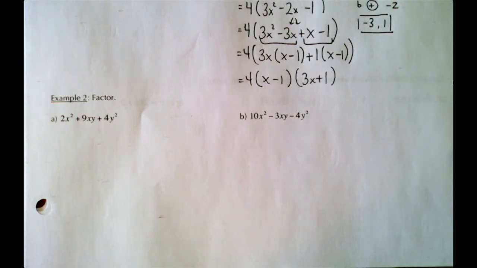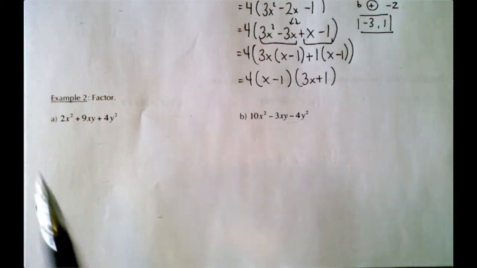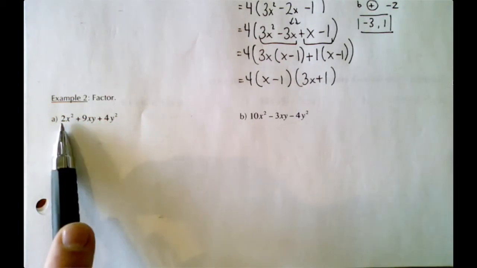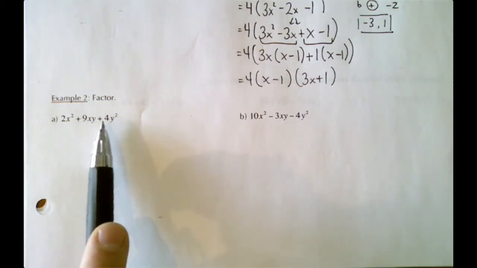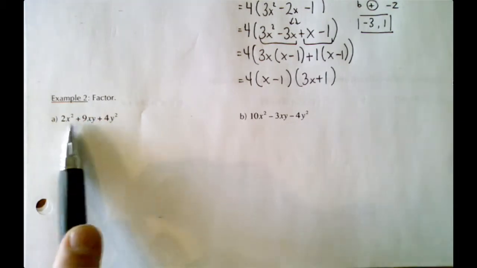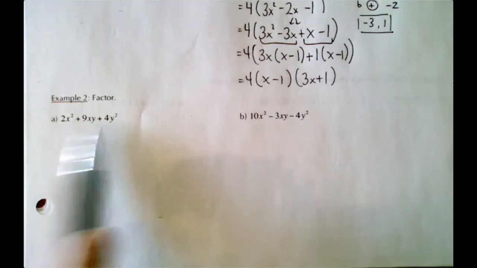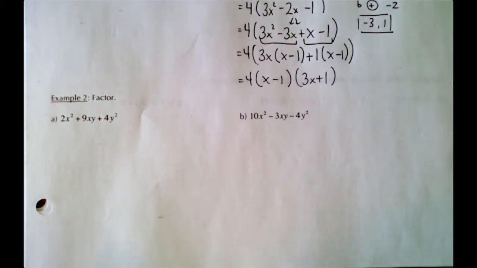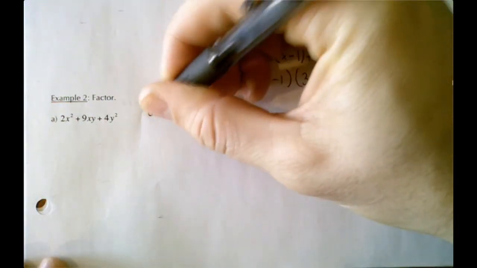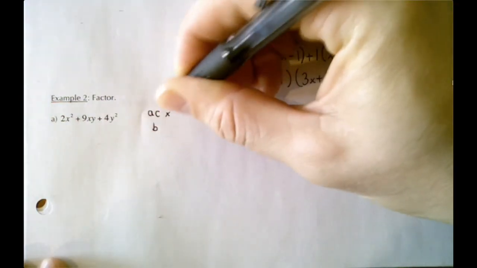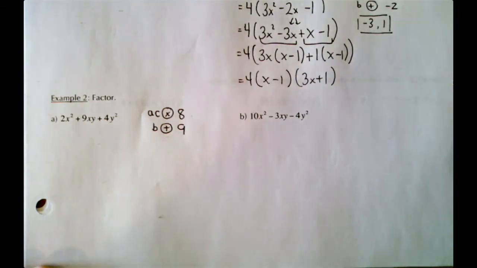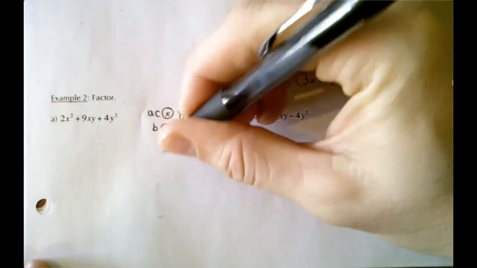And the way we factor is just decomposition. We ignore the letters and we just work with the numbers. So is there a greatest common factor? First off, 2, 9, and 4. Well, 2 is common to these two, but not 9. And there's x's in the first two, y's in the second two, but there's nothing throughout. So there's no greatest common factor. So let's look at AC and B. We want to multiply to AC and add to B. So that's multiply to 2 times 4 is 8, and add to 9. Well, the numbers that multiply to 8 and add to 9 are 1 and 8.